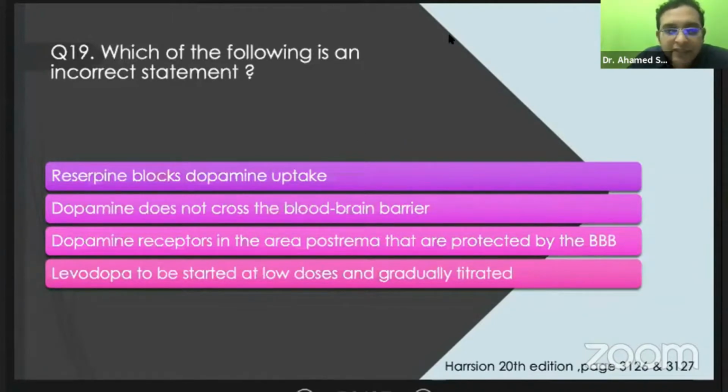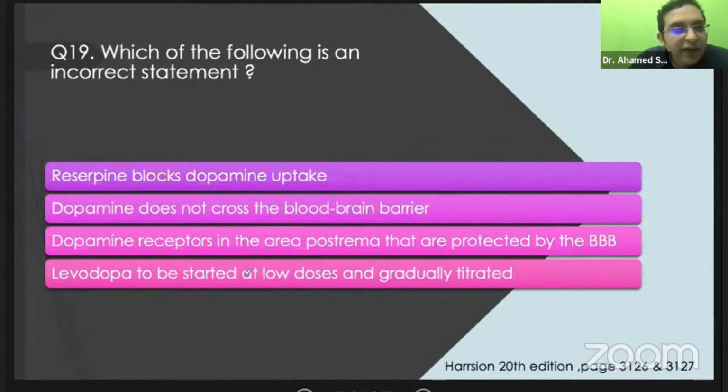Most of them, 75%, have got it correct. Reserpine blockage was initially the experimental model: experimental Parkinsonism is produced by injecting reserpine into rabbits. That's how it's there in Harrison actually. And dopamine does not cross the blood-brain barrier directly. That's why you use levodopa. And dopamine receptors in the area postrema are not protected by the blood-brain barrier. That is why you get vomiting and all.